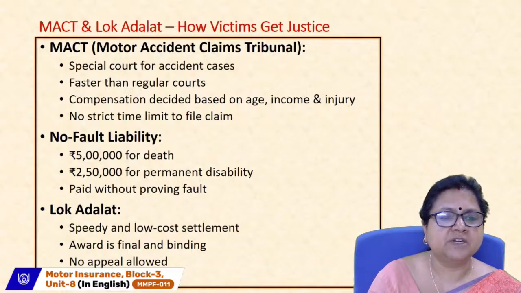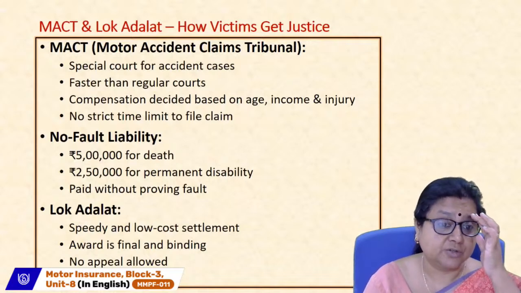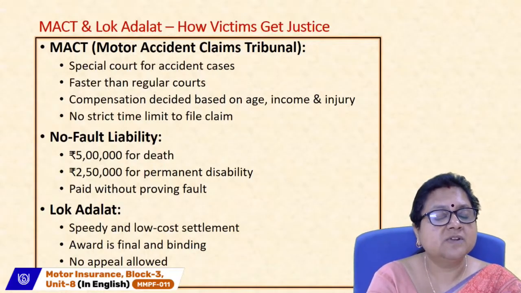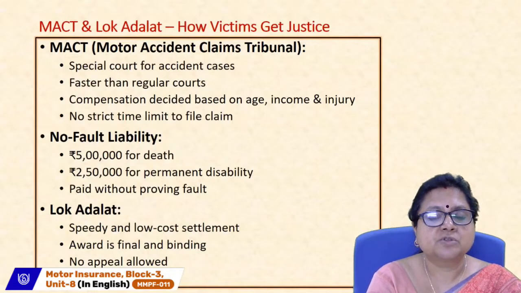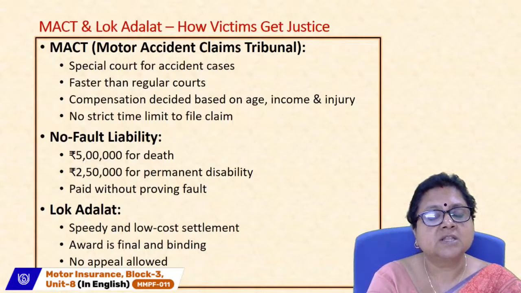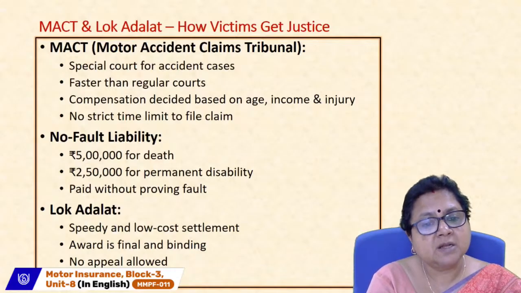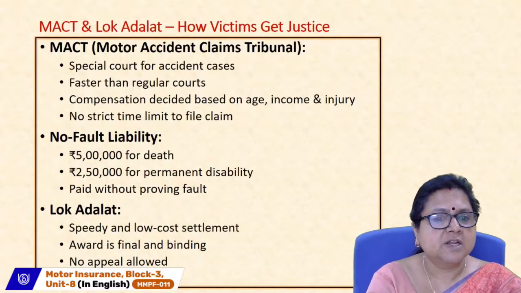Now if there is a no fault liability, in case of a death where the third party is not having any fault, then if the person dies, he will get a compensation of rupees 5 lakhs. If the person has suffered permanent disability, suppose he has broken his leg and will not be able to walk, or any sort of permanent disability, then he will be paid 2,50,000. No fault liability means he is going to be paid without proving or giving any evidence about the fault. That is known as no fault liability.